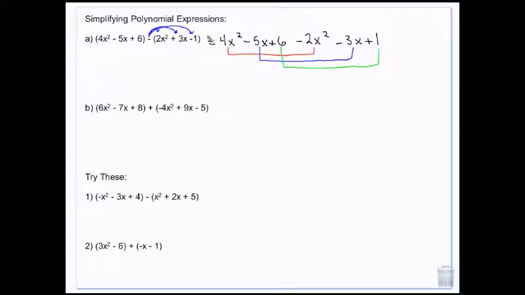So 4x squared minus 2x squared is 2x squared. Negative 5x minus 3x is negative 8x. And 6 plus 1 is 7.